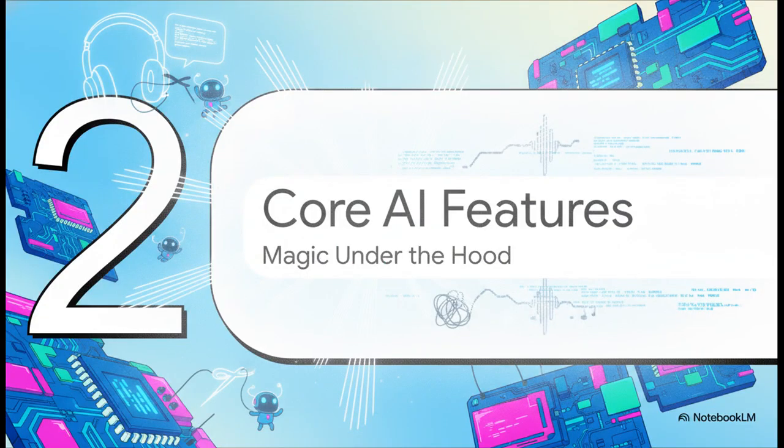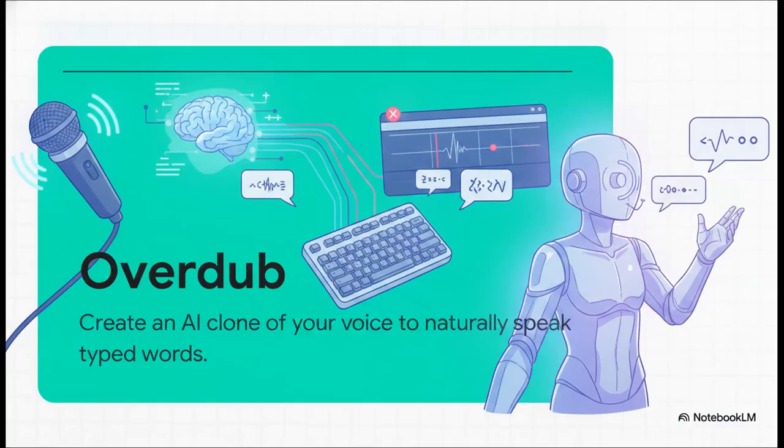Section 2. Descript's core AI features, or the magic under the hood. Now, what's really interesting here is a feature called Overdub. It allows you to create an AI clone of your own voice. Imagine you're recording a huge presentation, and you realize later you misspoke one single crucial word. In the past, you'd have to set up your mic, match the room tone, and re-record that whole section. With Overdub, you simply type the correct word into the transcript, and your AI voice speaks it completely naturally. It's a lifesaver that keeps you from scrapping a whole session over one tiny mistake.